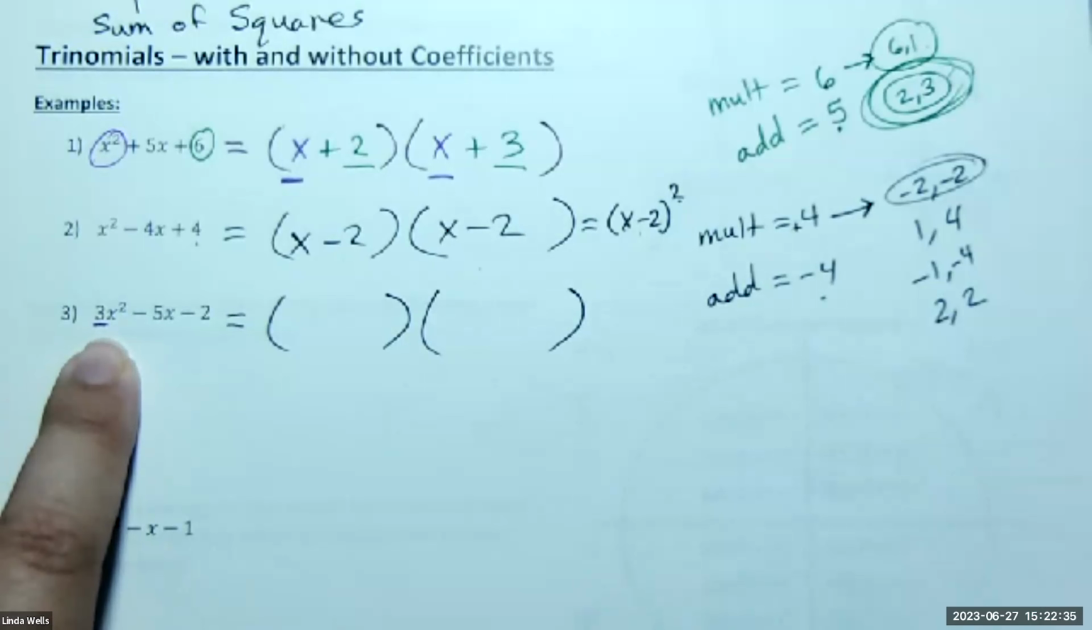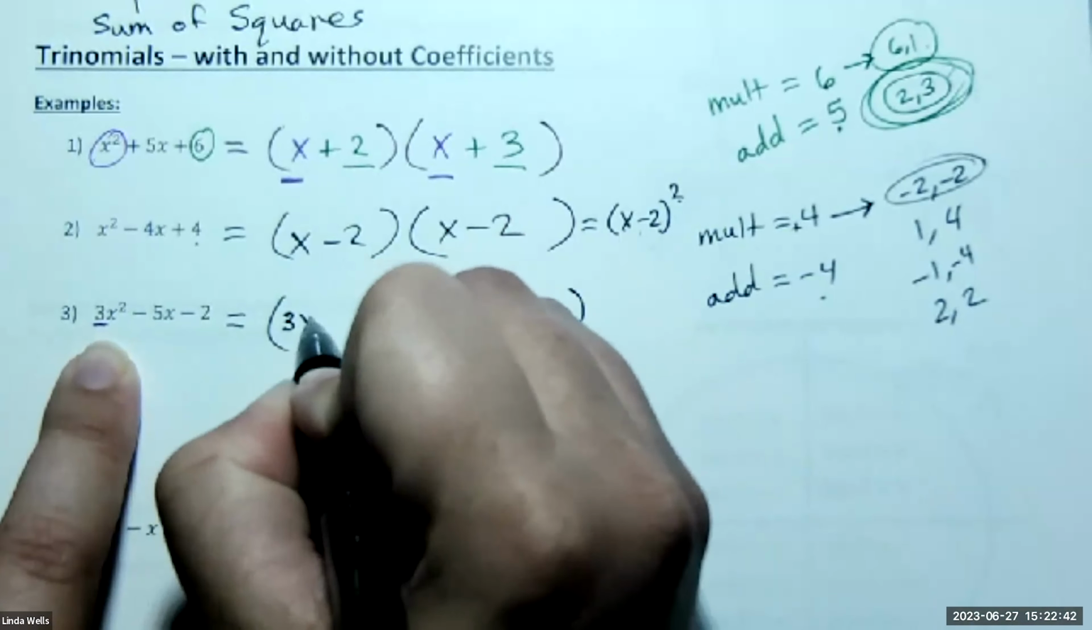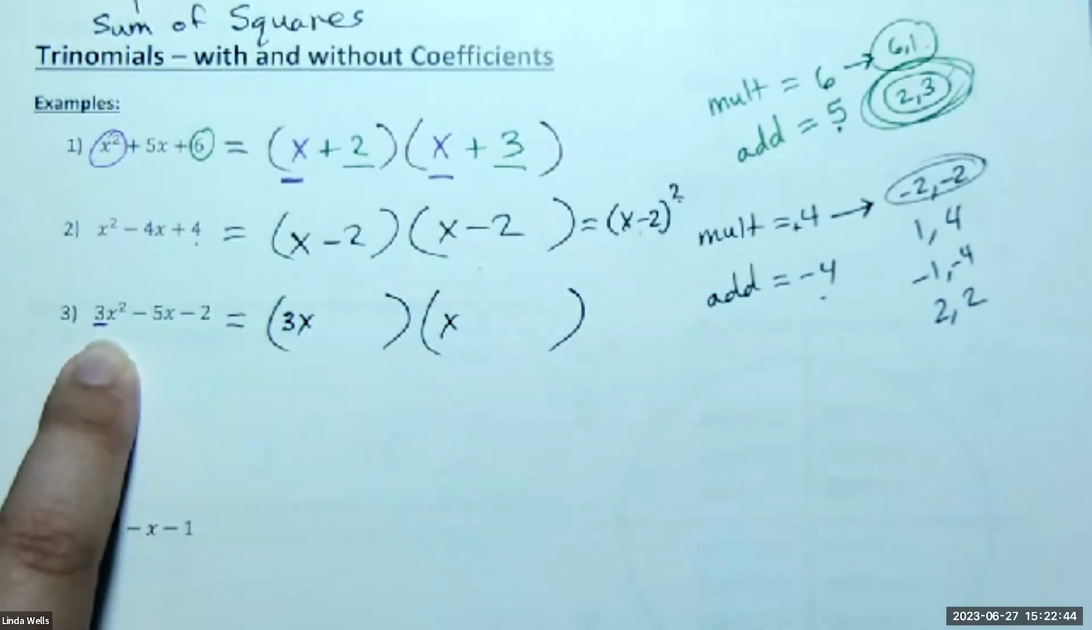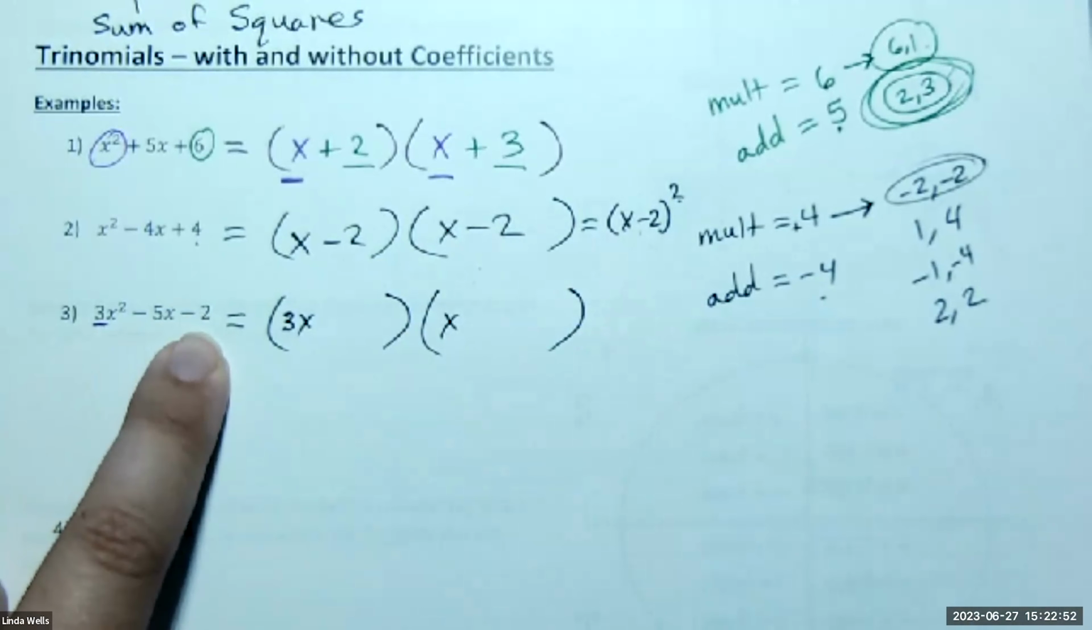What numbers, what terms multiply to be 3x squared? Yeah, there's not really a choice. 3x and x. There's nothing else out there because it's only 3 times 1 can be 3. Sometimes you'll have choices. We'll work that out today. At the end, we have a -2.